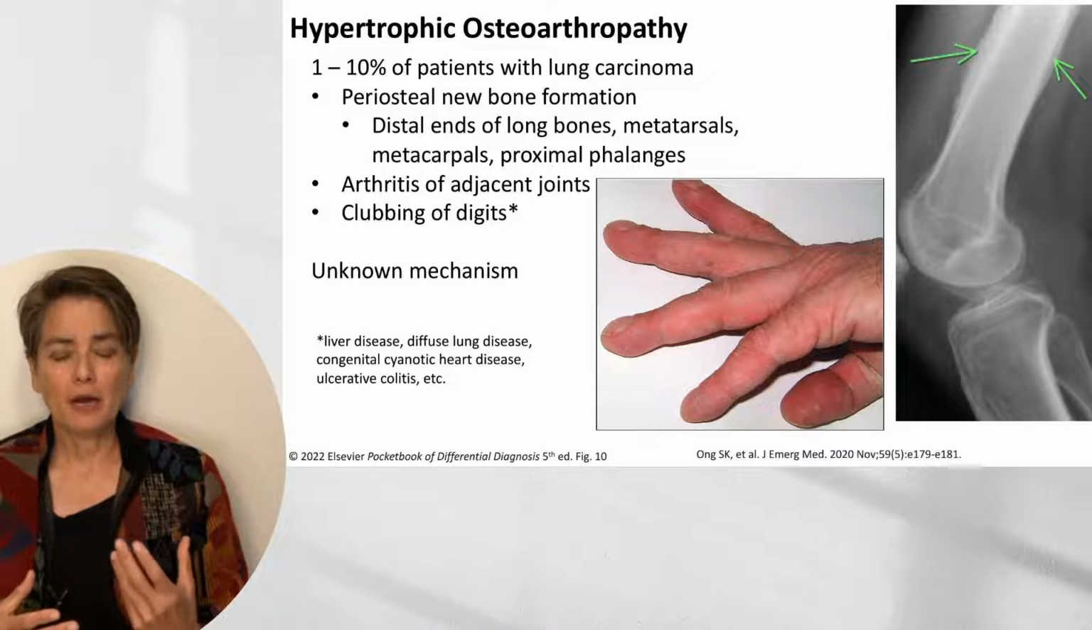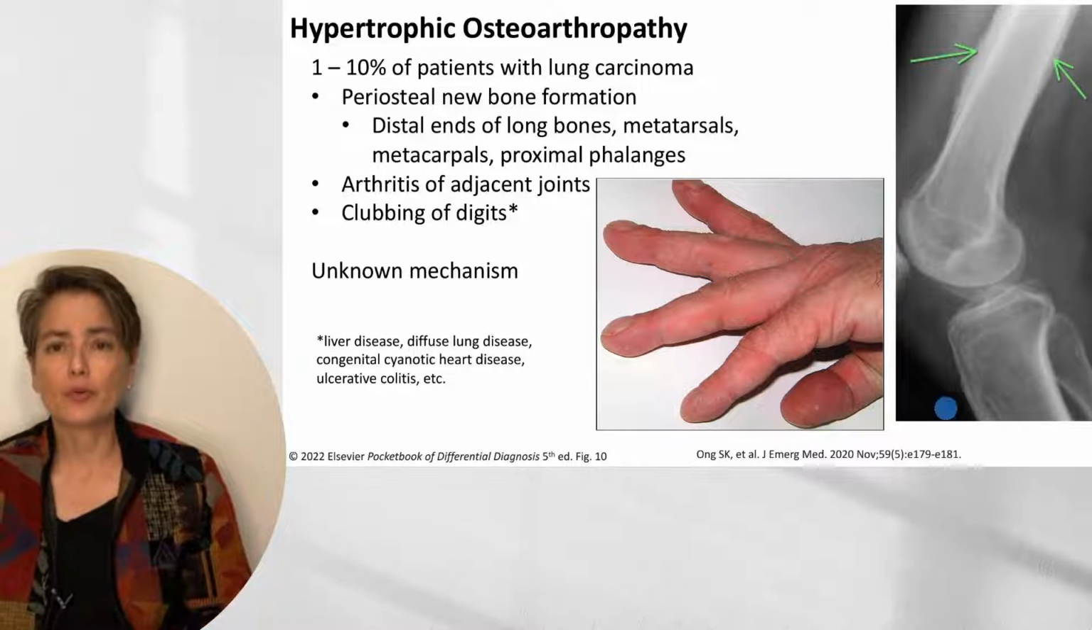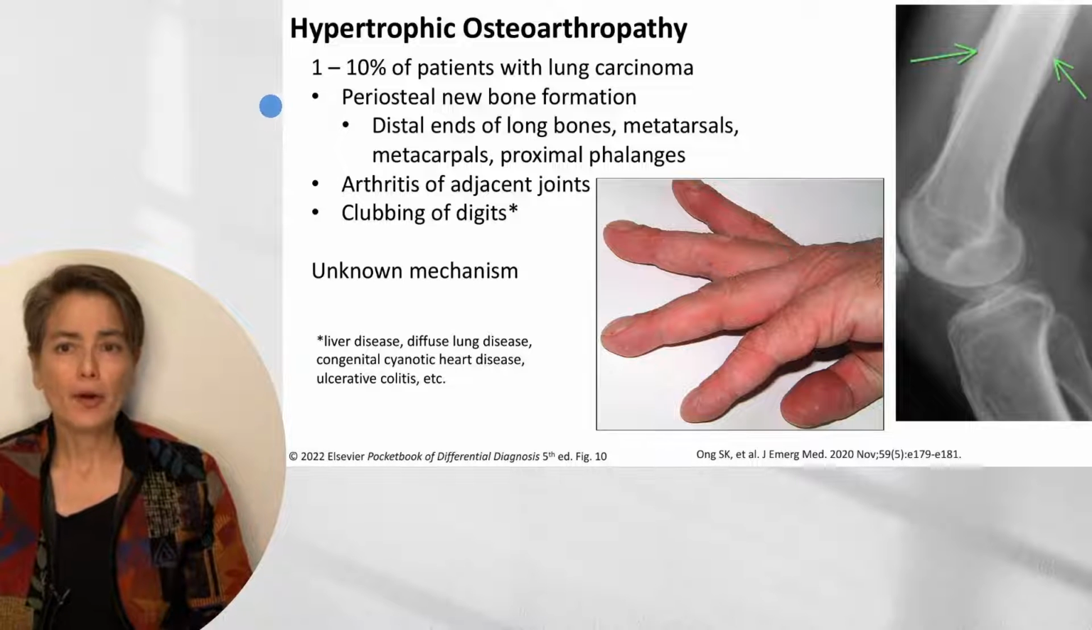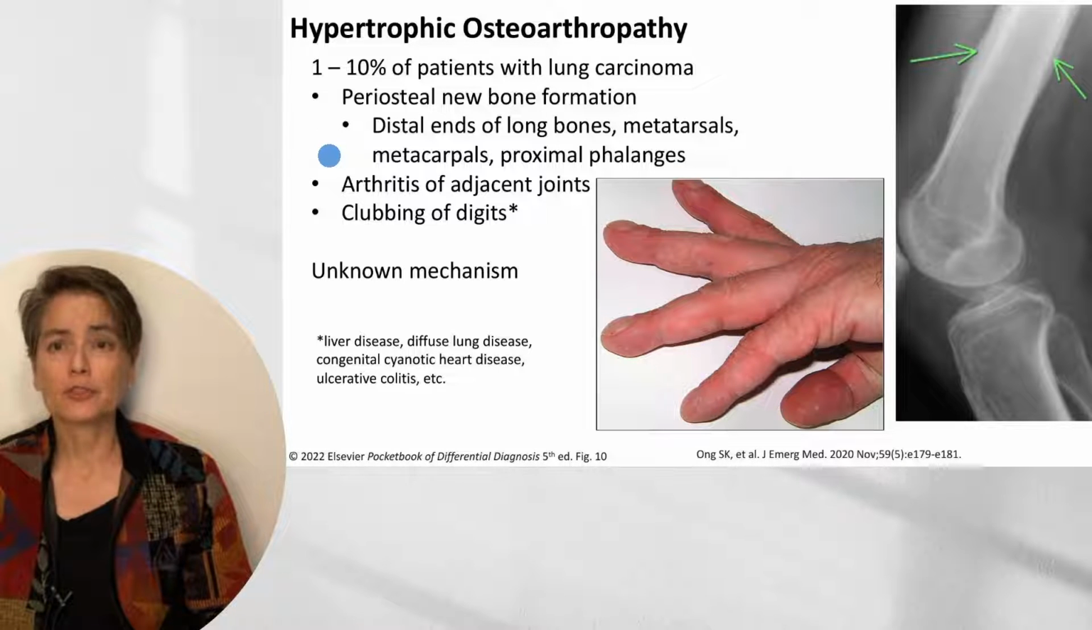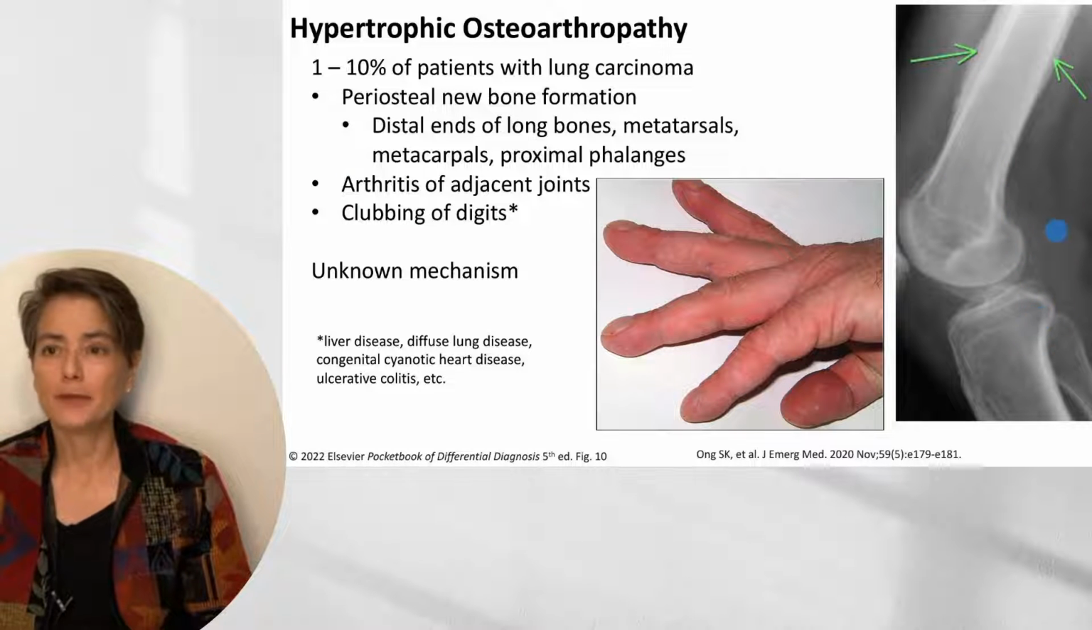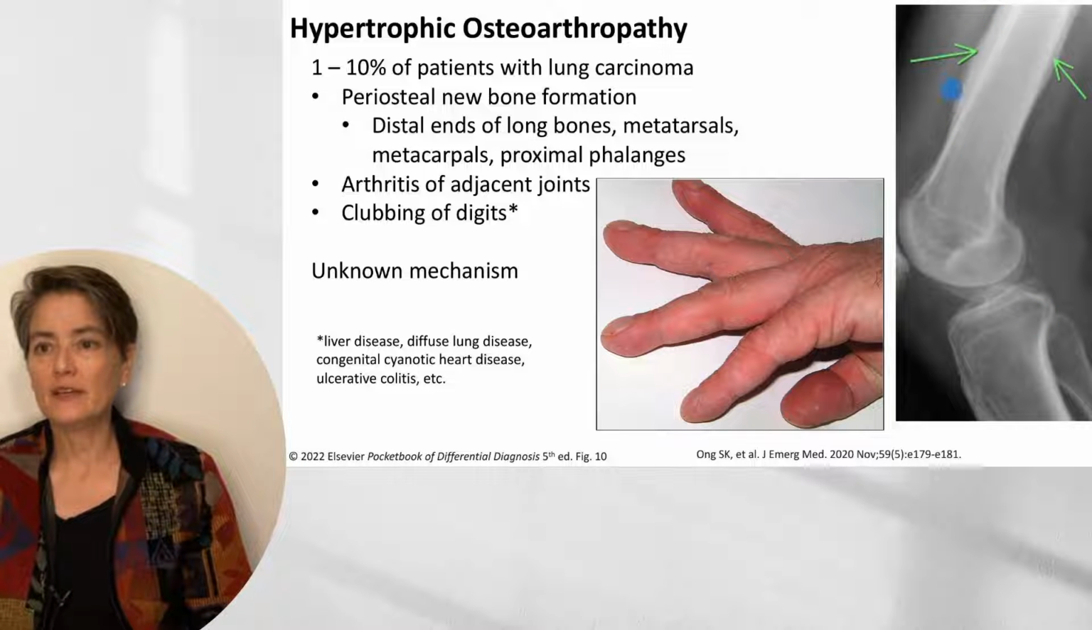And this particular paraneoplastic syndrome is characterized by three factors. We can get periosteal new bone formation, which typically is going to affect the distal ends of the long bones, and the metatarsals, metacarpals, and proximal phalanges. And because of this periosteal new bone formation, we can get arthritis of the adjacent joints. So a patient may present with knee pain, for example, such as this patient. An X-ray is done, and you can see here this periosteal new bone formation.